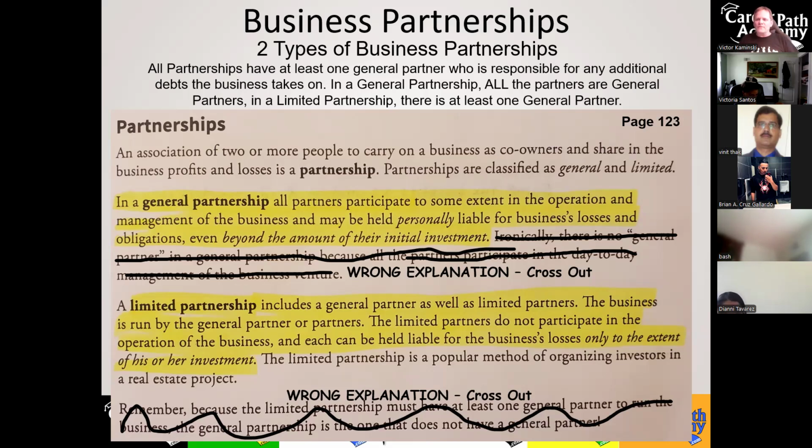Okay, so let me also give you another simple, dumbed down explanation of this. A general partnership is, once again, people who are working in the day-to-day activities of the business. They're the owners of the business, but they also work in the business. So if that business takes on any additional debts or loans, all of the general partners in a general partnership, which consists of only general partners, can be held liable for any additional debts the business takes on. Whereas in a limited partnership, there's at least one general partner. All the others are limited in their liability.